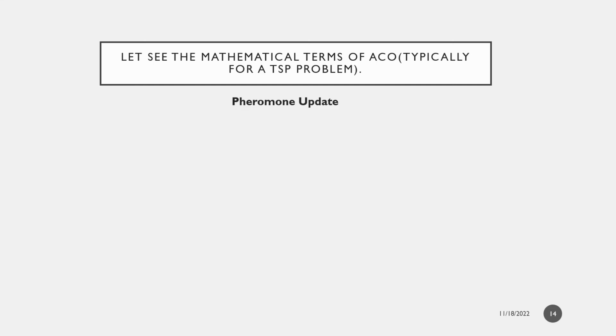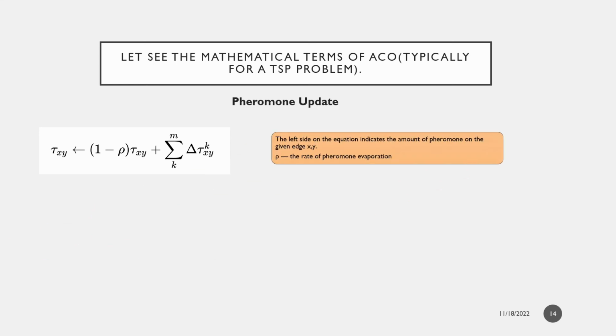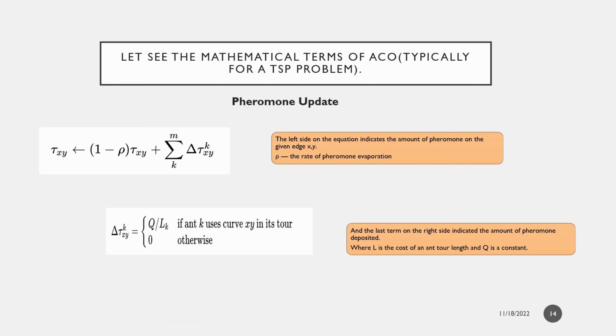Let's see the mathematical terms of ant colony optimization problem. Pheromone update. The left side of the equation indicates the amount of pheromone on the given edge x and y, and the rate of the pheromone evaporation. And the last term of the right side indicates the amount of pheromone deposited, where L is the cost of an ant tour length and Q is a constant.